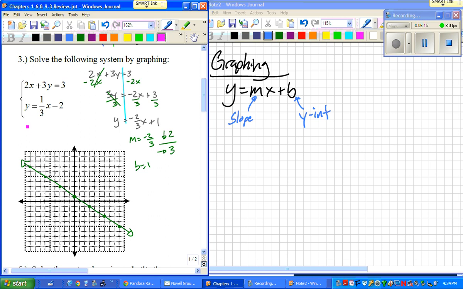Now, the nice thing about our second equation is we already know that the slope is 1/3 and the b is negative 2. So I'm going to start at negative 2. I'm going to go up 1 over 3. I find out where they meet right away. So all I need to worry about now is just drawing that line. I want to know where those 2 lines intersect. And that's where they intersect. It's at the point 3, negative 1. Okay?